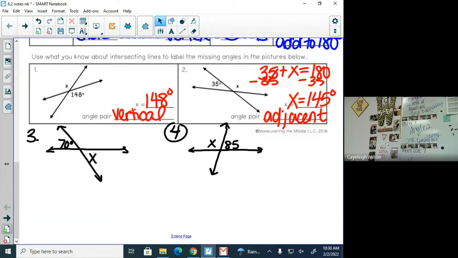How are they going? Well, you've got to ask yourself, are they directly across from each other? Or are they next to each other? Oh, they're vertical.